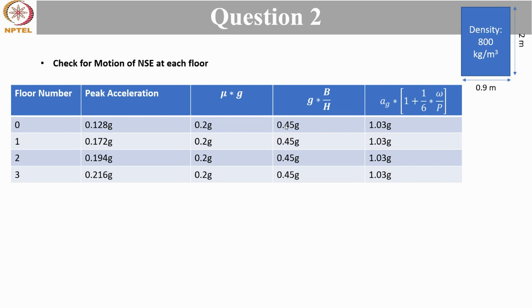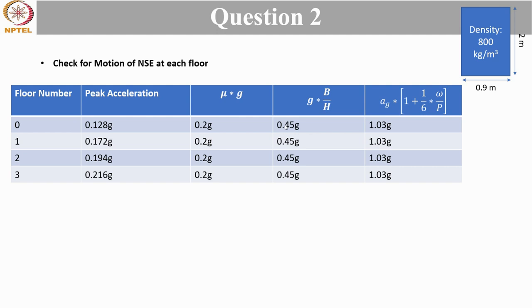Mu g, the coefficient of friction between the element and the floor, is given as 0.2. So mu g will be 0.2 g, and it will be constant for each floor. For g into b by h, b and h are constant since it is a square base, so we need to calculate the motion along one direction only, and it will prevail along the second direction. So g into b by h will come out to be 0.45 g, and then ag into 1 plus 1 by 6 into omega by p.